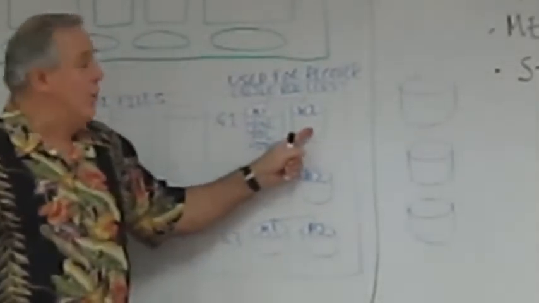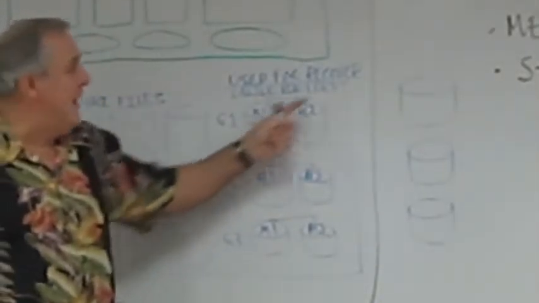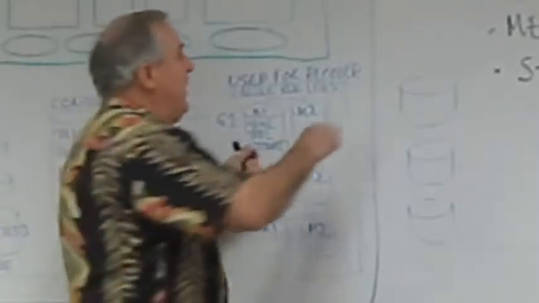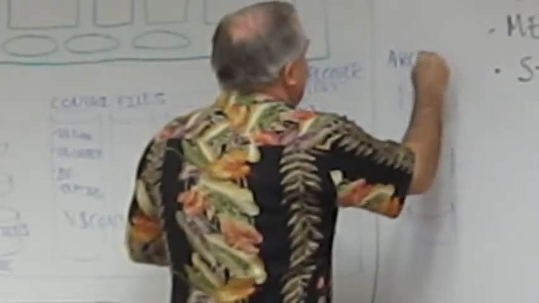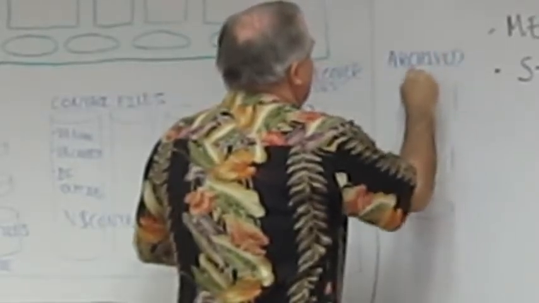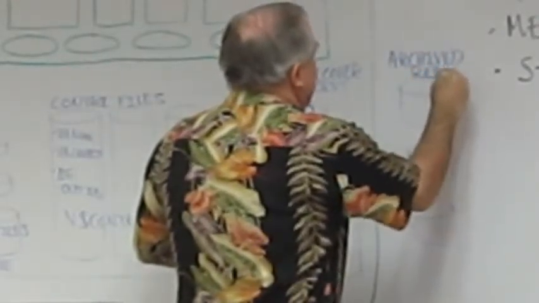Now, if you're running in archive log mode, when these fill, we're going to copy this information out here, and that's why I have these out here. These are referred to as archived redo logs.